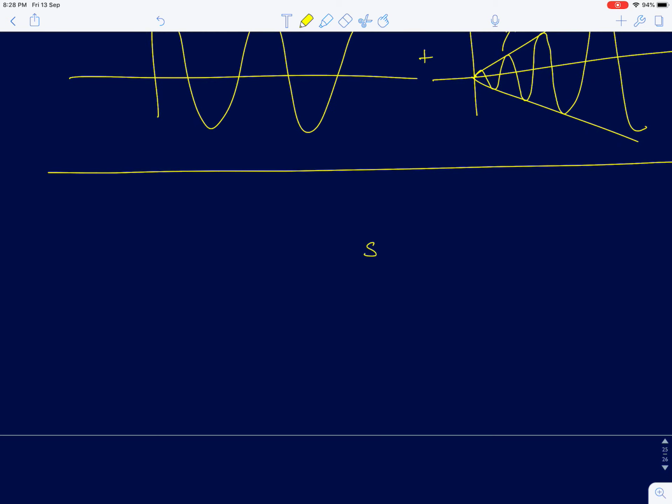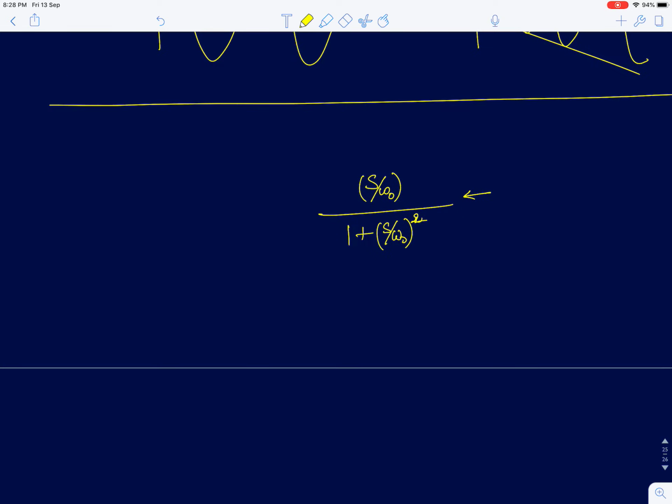So, the last transfer function is the band pass transfer function, which is again a function we have already derived. This is nothing but a parallel LC circuit. Okay, so this we have already derived extensively in one of the previous lectures. So I'll just directly tell you what to expect.